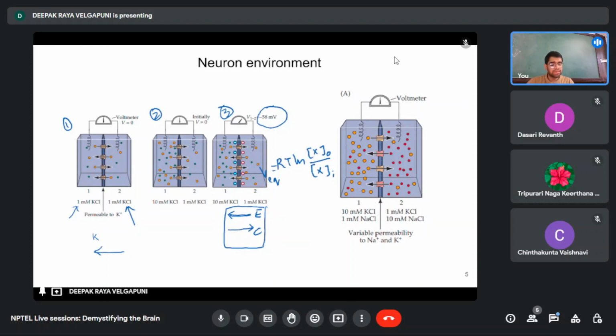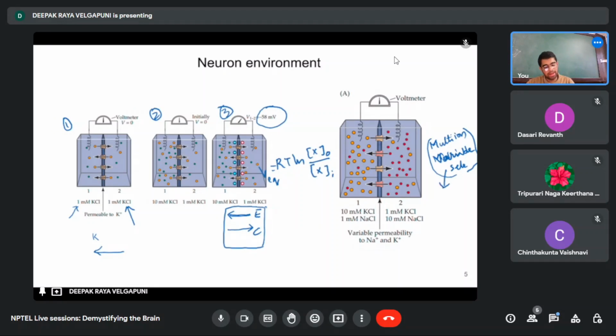Whereas in the case of a neuron, we have an environment which is multi-ion, with multiple, variable selectivity to each ion. So in this case, we can't apply this equation, because it is only for a particular chemical species X, but this is a mixture of species. Therefore, there are multiple ions and variable selectivity. So let's see what equation we should use to calculate here and how that is possible.